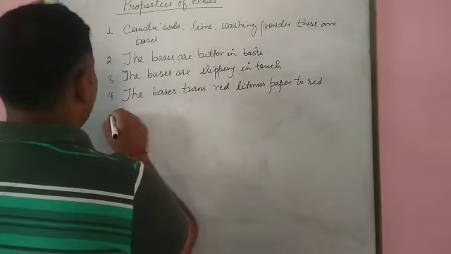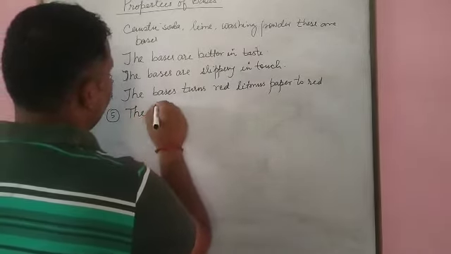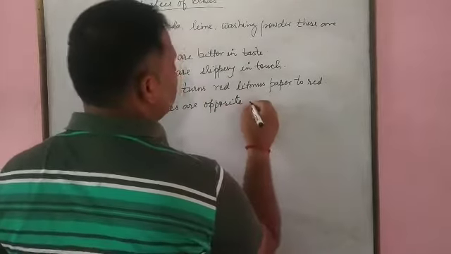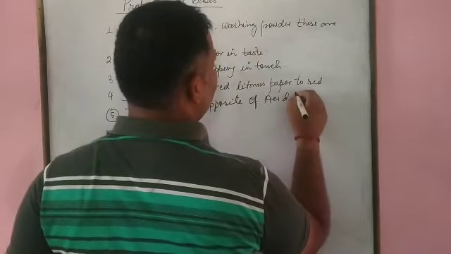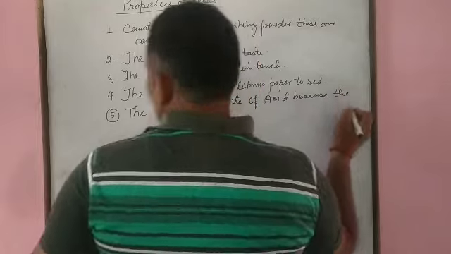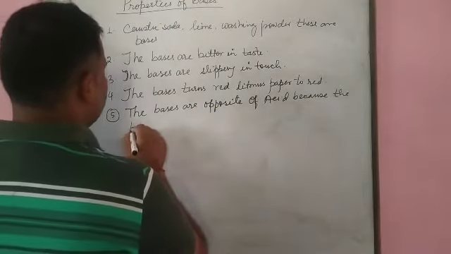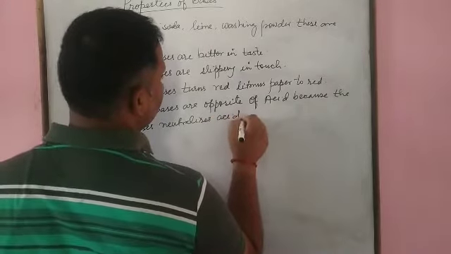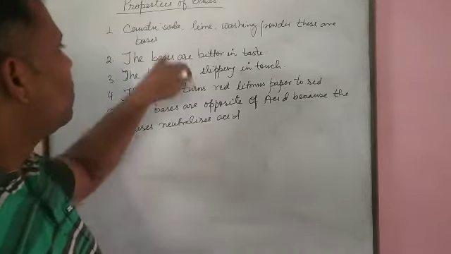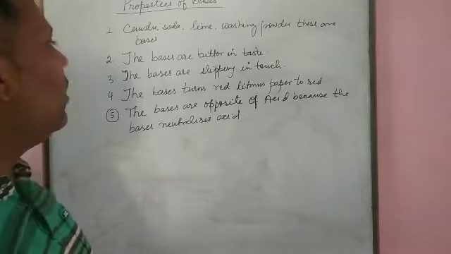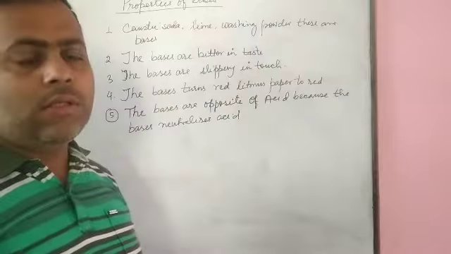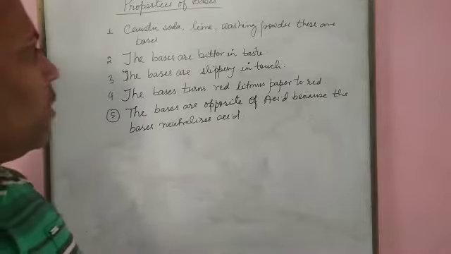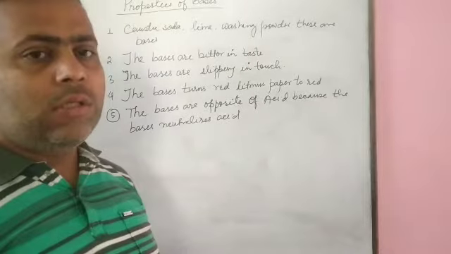The next, what we know, the bases are opposite of acid because the bases neutralize acids. What have we discussed? Caustic soda, lime, washing powder, these are bases. We also discussed that the bases are bitter in taste, the bases are slippery in touch, the bases turn red litmus paper to blue, and the bases are opposite of acid because the bases neutralize an acid.